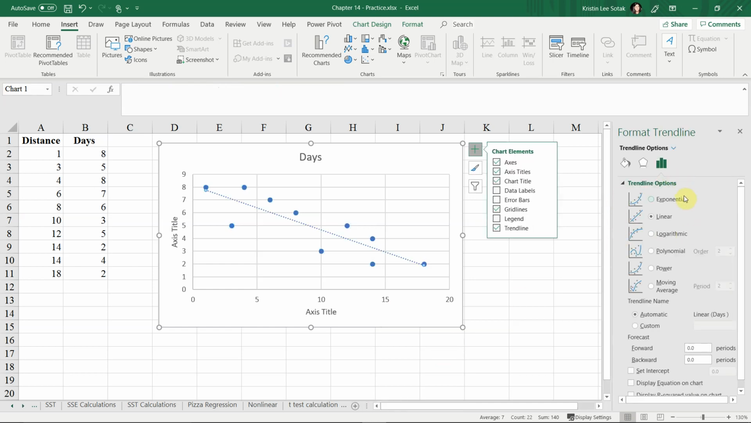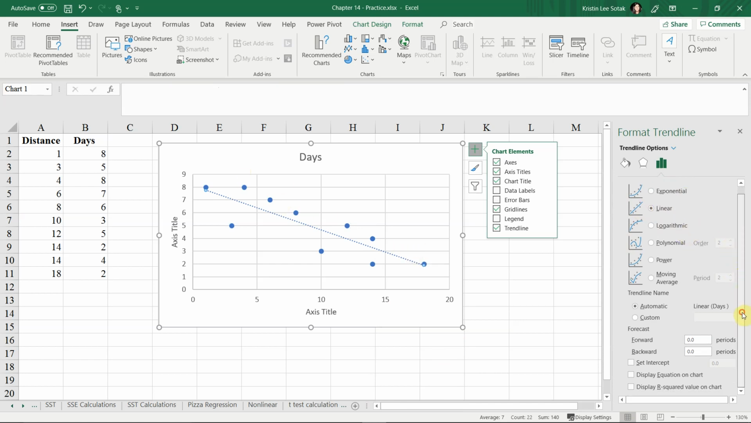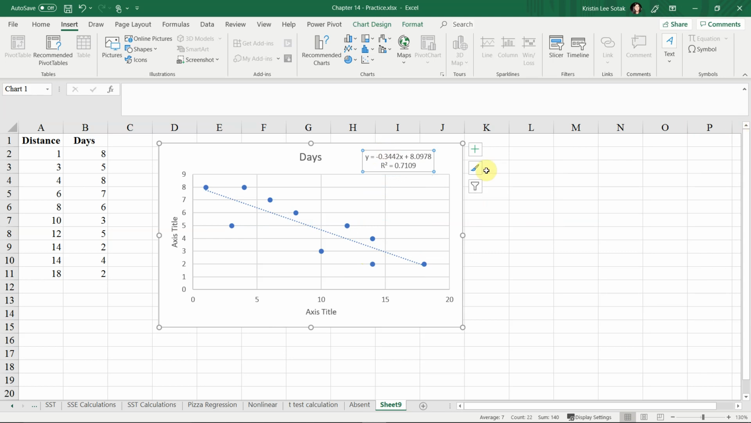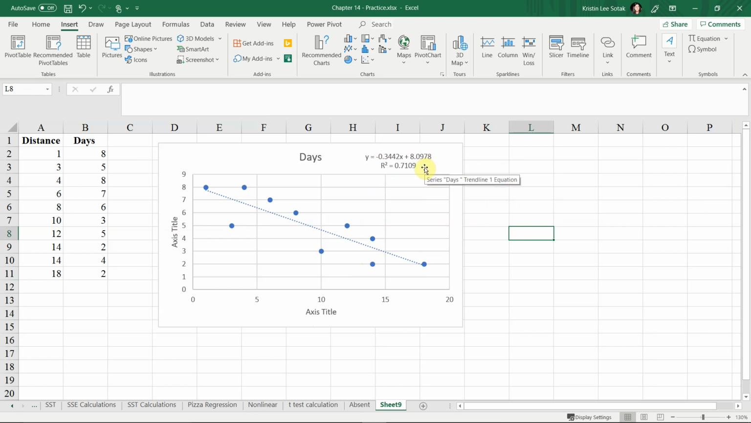And you have different trend line options. We want linear because the data are linearly related, or so they appear. And then if you scroll down, you can select Display Equation on Chart and Display R-squared value on chart. And those should appear. I'm just going to move them up here so that you can better see them. So this actually is giving us all of our regression information regarding writing the equation and the r-squared, the coefficient of determination. So it's 0.71.